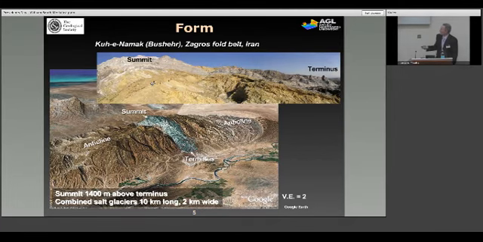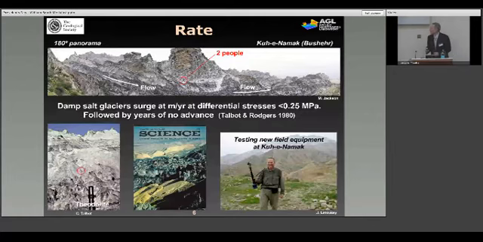The combined salt glaciers, this one going to the north and another one you can't see very well, are 10 kilometers long. So they're pretty sizable, but that particular size is dwarfed by what you'd find in the subsurface. So we now know a little bit about the rates at which these things come up.